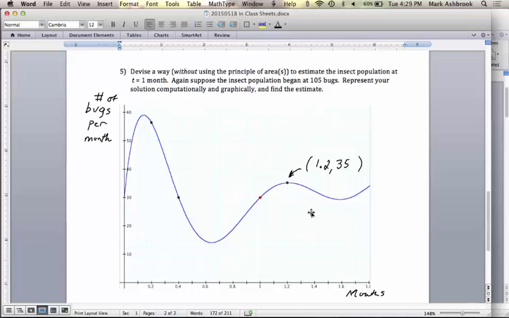What's that? The rate of bugs increasing is 35. The rate that bugs are increasing is 35 bugs per month. No. Oh no, go ahead. It's the rate of population is increased by 35. The rate is increased by 35. Yeah. What do we think? So is it increasing by 35 bugs per month, or is the rate increasing by 35?